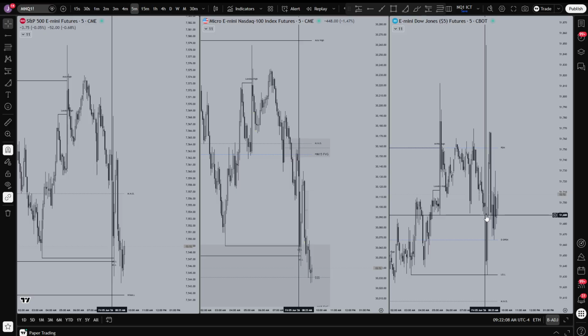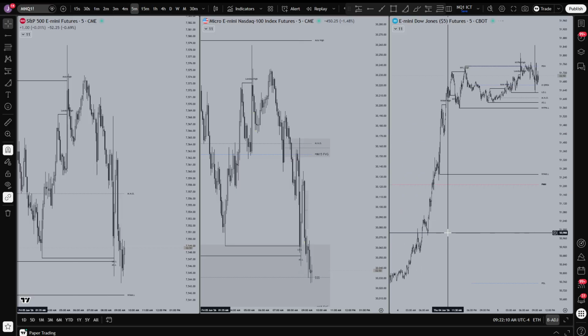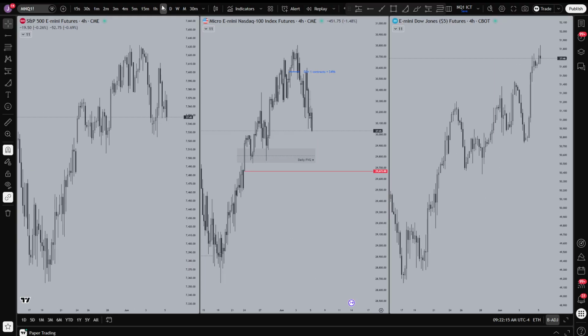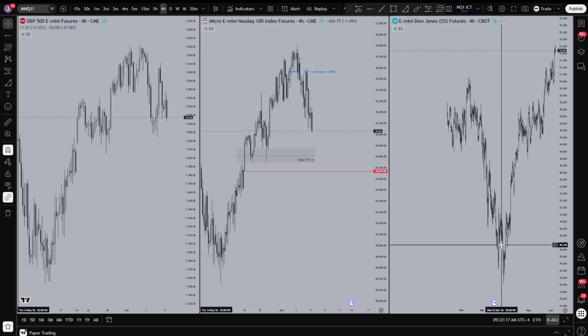YM had a crazy data wick. That's probably one of the better data wicks we've had recently. It's actually obvious. Yeah.